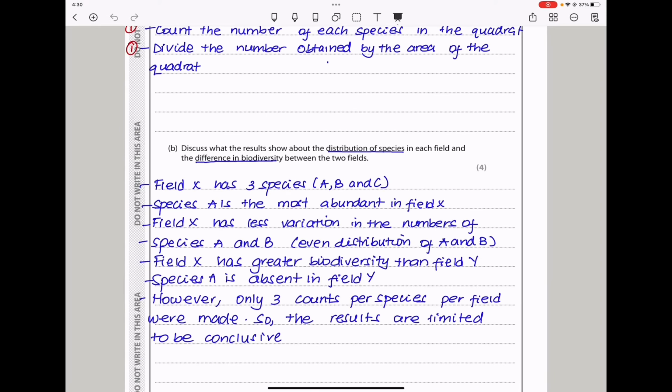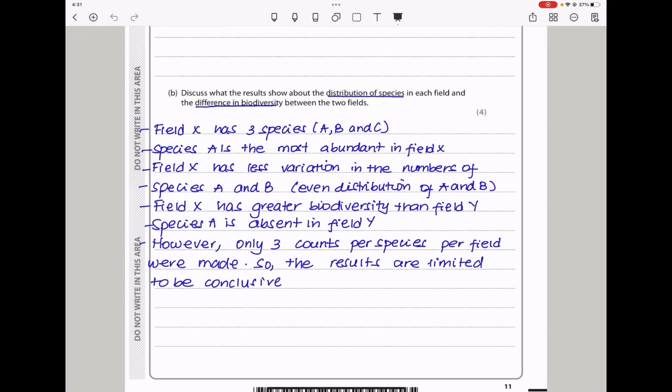And in part B, discuss what the results show about the distribution of species in each field and the difference in biodiversity between the two fields. This is similar to what I explained when I was going through the table. So we can see field X has 3 species, A, B, and C. Species A is the most abundant in field X, and field X has less variation in the numbers, so there is even distribution of species A and B. Also, field X has greater biodiversity than field Y. The reason for this is in field Y, species A was missing. However, only 3 counts per species per field were made, so the results are limited to be conclusive.